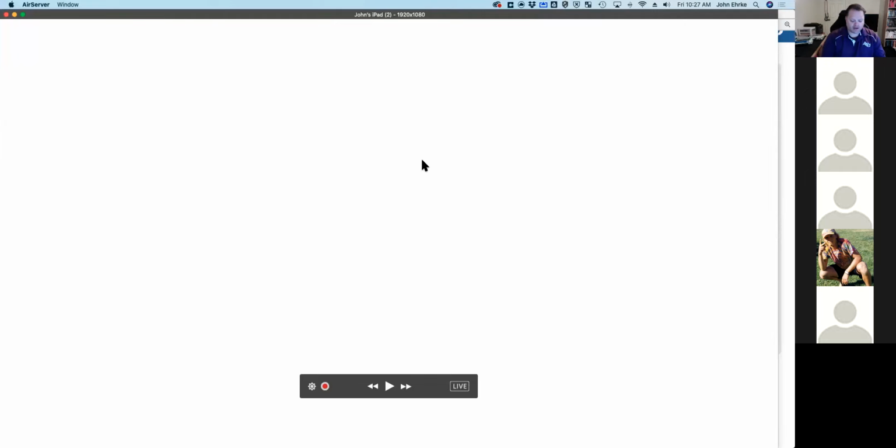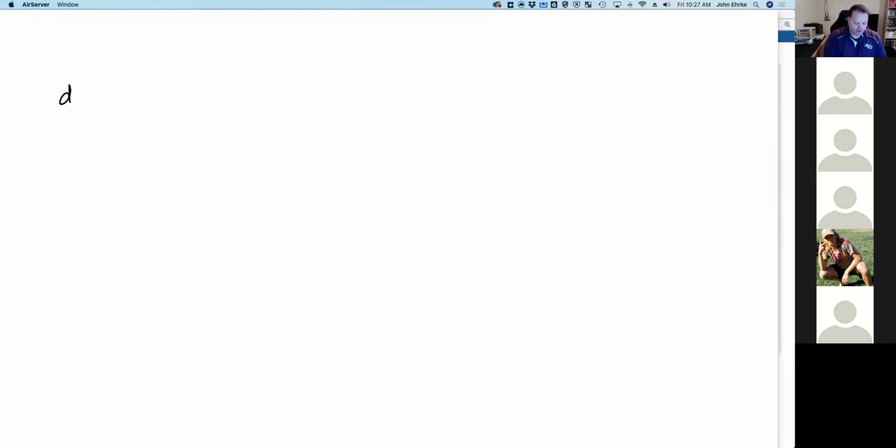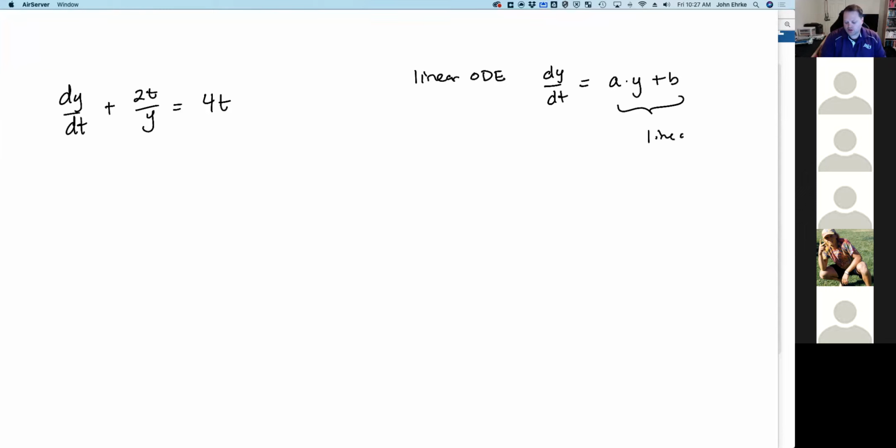And let's talk about it. The differential equation that you were given here was dy/dt plus 2t divided by y equals 4t. And if it's going to be linear, then I have to be able to write it in the form dy/dt equals a times y plus b. In other words, this has to look like a linear function of y, right?